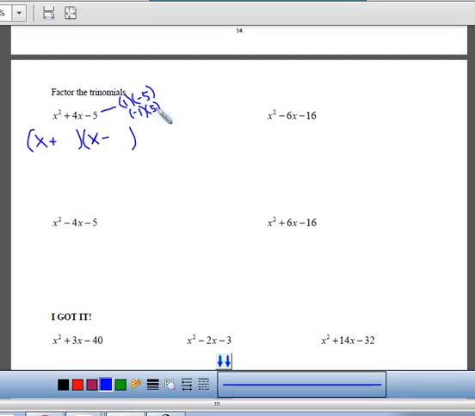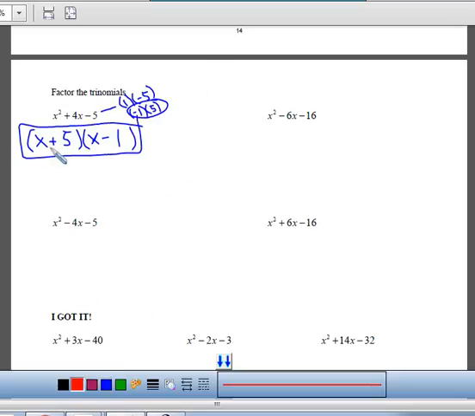Now, if I add these together, here I'll get negative 4, here I'll get positive 4. Look at the middle, it's positive 4. So these are the 2 factors I need, negative 1, positive 5. There's your answer. Now, if you want to do the check, it's pretty simple.